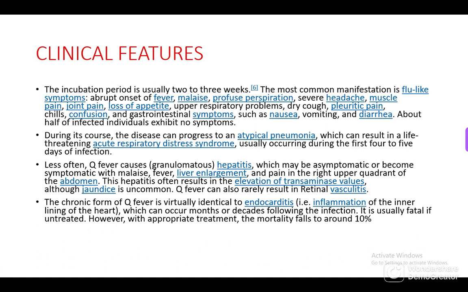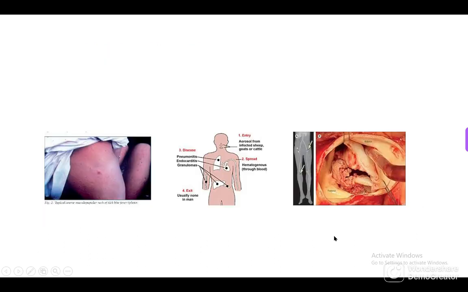Inflammation of the inner lining of the heart can occur months or decades following the infection. Decades. It can remain in the body as a latency and infect the heart afterwards. It is usually fatal if untreated. However, with appropriate treatment, the mortality falls to around 10% only. If you detect this type of problem, you can manage it. It means that it is a manageable disease.